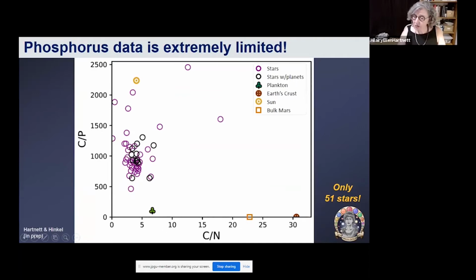And the reason there's so few stars with phosphorus is that it's very difficult to measure. It has weak spectral lines, there's substantial interference from water, and you need a high resolution spectrograph with a lot of telescope time. So at the moment, we really don't know much about phosphorus composition in stars, and so we'll have a very hard time making predictions about phosphorus in planets.